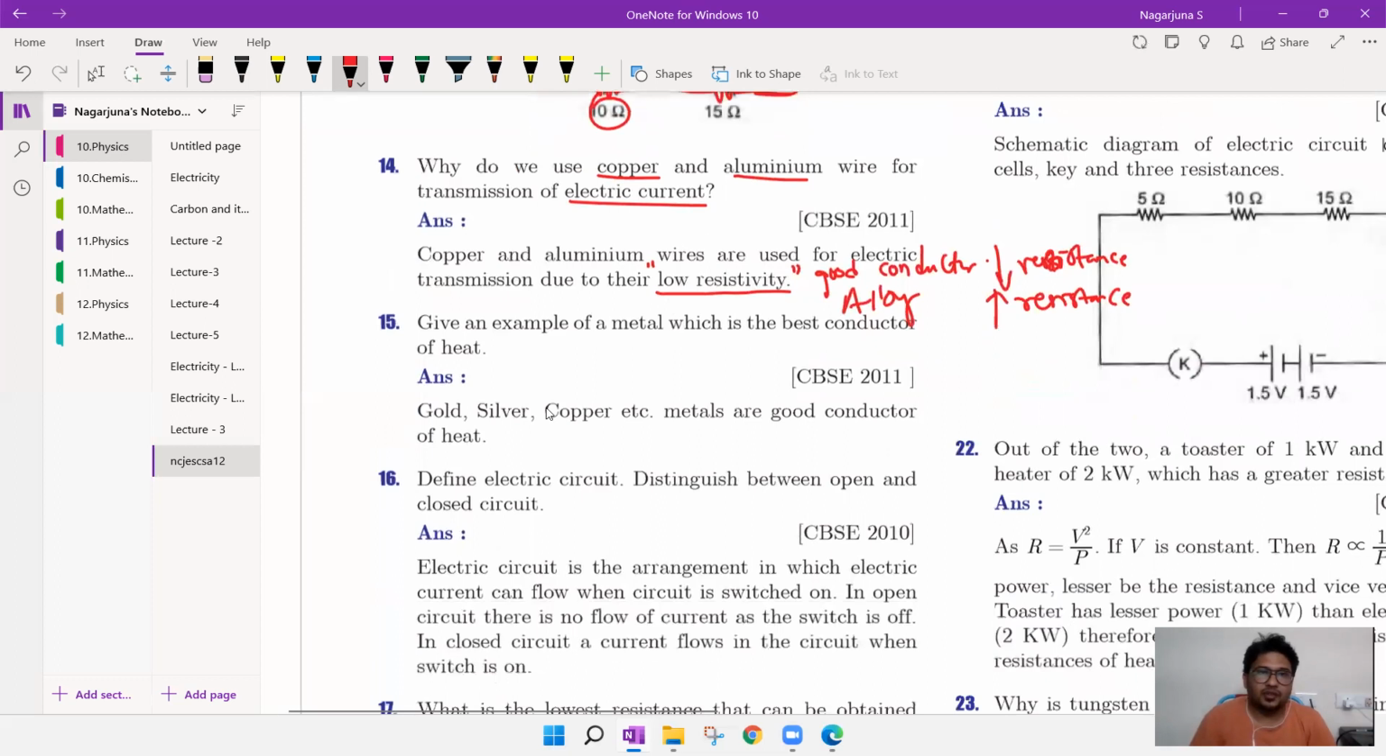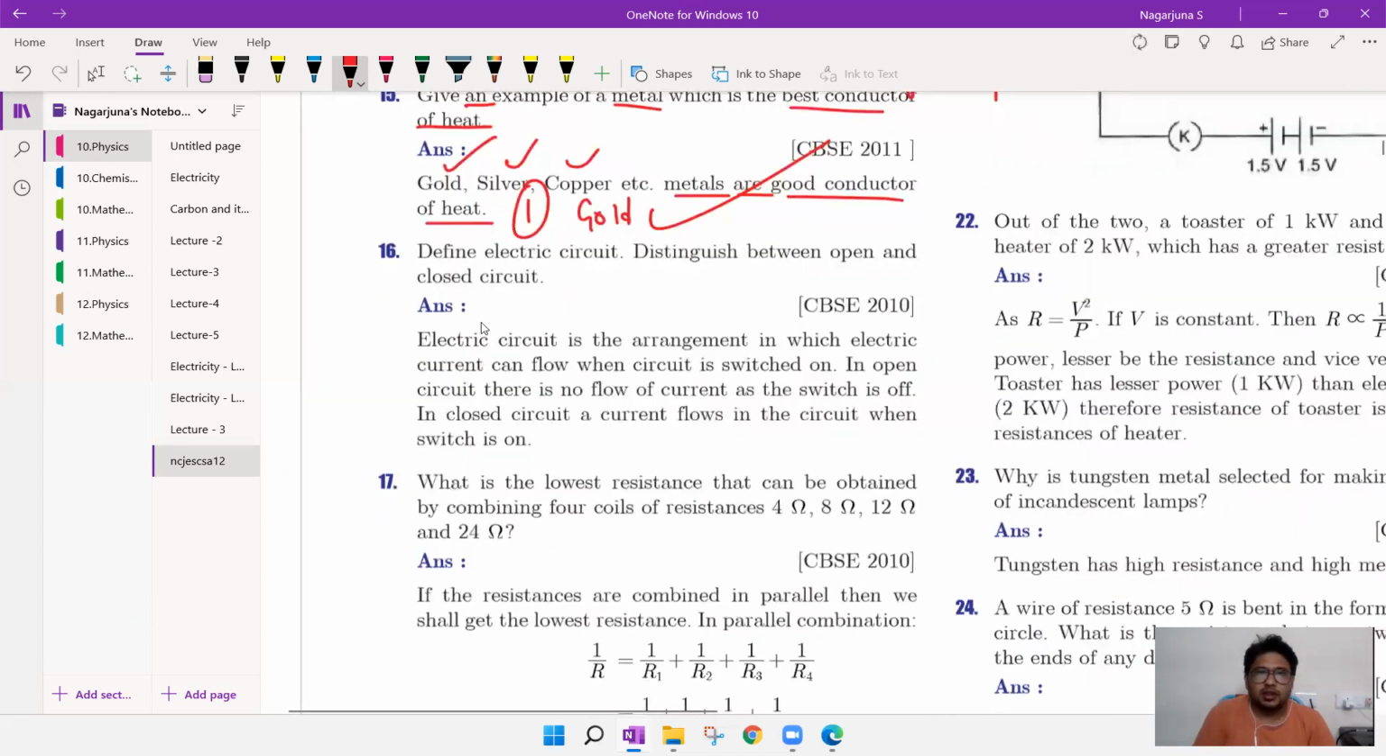That's it. 15th question: give an example. Guys, 'an' means only one is needed. No need to write two or three. Give an example of a metal which is the best conductor of heat. Any one you can write. Gold is a very good conductor of heat. Silver, copper. So basically metals are good conductors of heat. Just write gold and leave it. They will correct it and give 1 mark. Done.